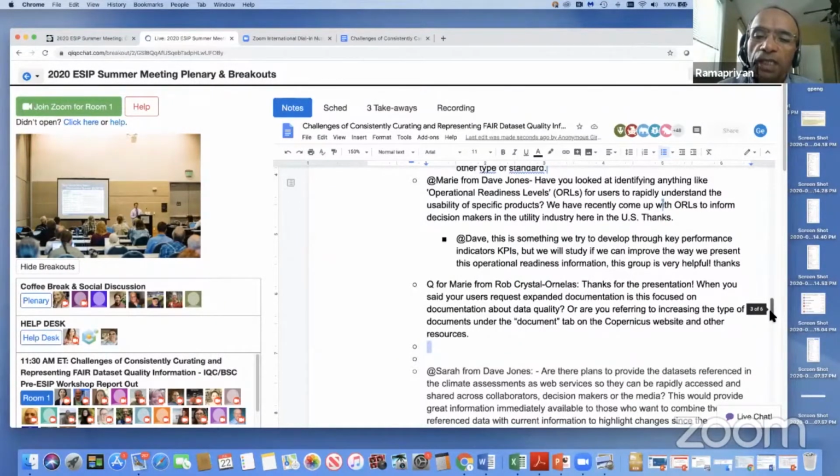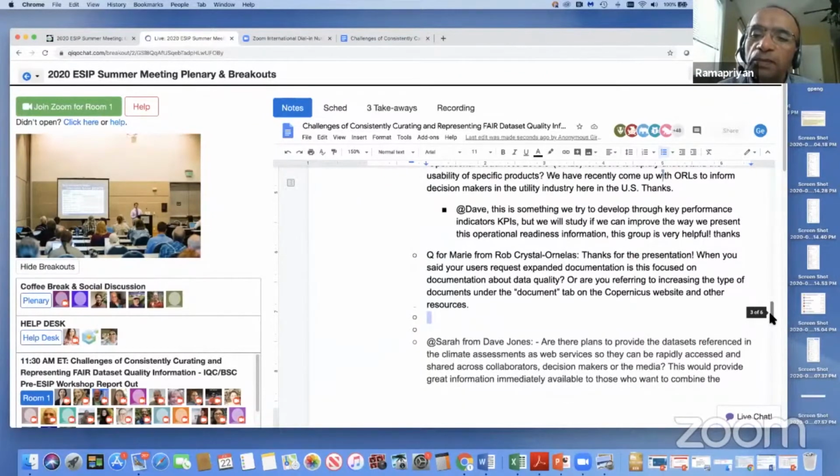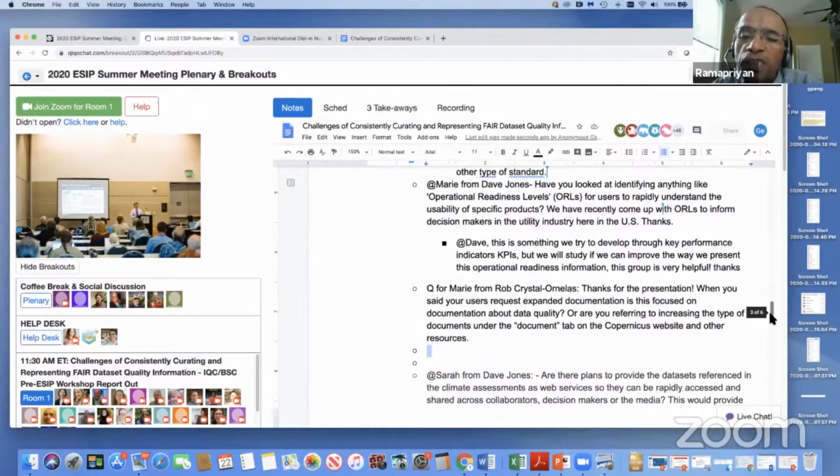Okay. So the next question is also for Marie from Rob Crystal Ornelas. I hope I'm pronouncing the name correctly. So it says, when you said your users request expanded documentation, is this focused on documentation about data quality? Are you referring to increasing the type of documents under the document tab on the Copernicus website and other resources?